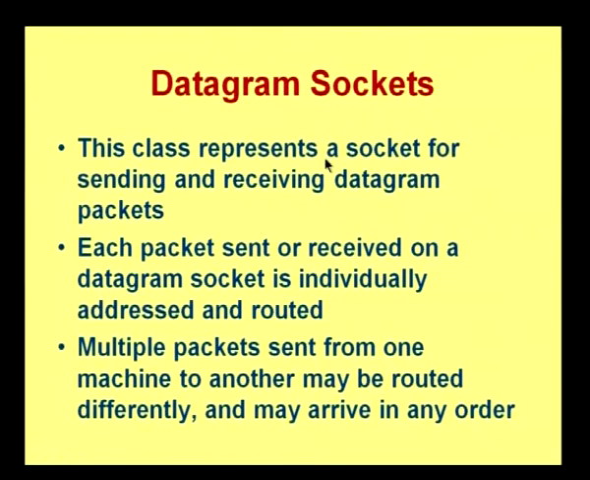So, here this socket class is the one which is used to send and receive your datagram packets. Each packet sent or received on a datagram socket is individually addressed and routed. So, each and every datagram packet I send is a different instance. I cannot send a stream of datagram packets. It means that each and every packet is separately, uniquely identified. For example, I first create datagram packet 1 and then datagram packet 2 and I keep on sending each and every datagram packet. So, it is not a continuous stream like in TCP/IP. In the case of TCP/IP, it is a continuous stream.